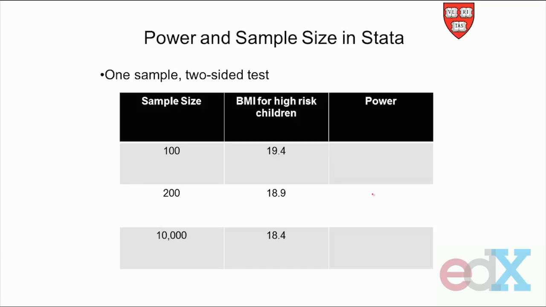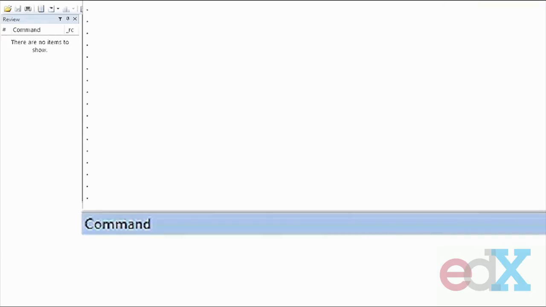So the first scenario is we have a sample size of 100, and we want to assume that the BMI for high-risk children is 19.4. We're going to assume it has the same standard deviation, and we're doing a two-sided test. So how do we do this in STATA? We can do this in STATA through the use of the sampsi command. So type in the following command.